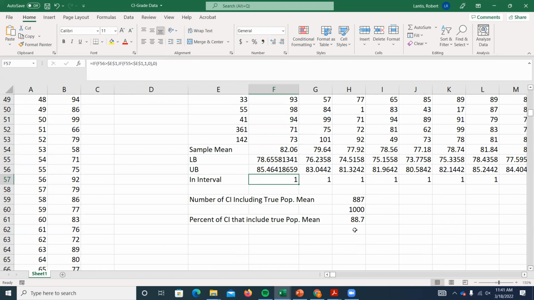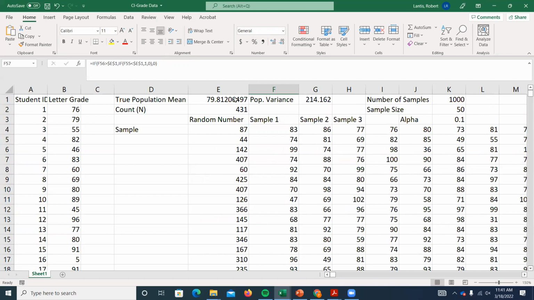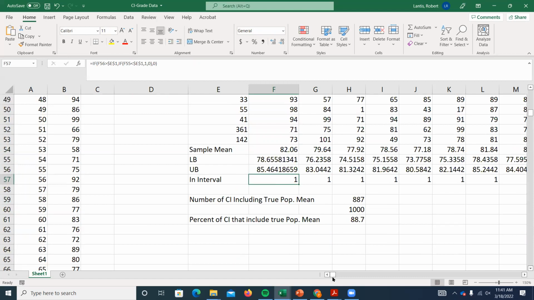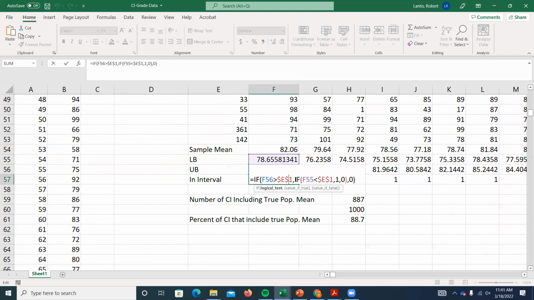Now what I can do is say, look, this first sample, 78 to 85, does that include the true population mean of 79.8? Sure, it falls in that range. So I'll put a 1 in this cell. I'll then do that for every single sample. Now, let's see if we can find one here. So this one was 71.4 to 78.2. So that population mean, which I think was like 79 point something, is not in that confidence interval, right? So that got a 0. So I was basically identifying 1 if the population mean was within the confidence interval for that sample, 0 if not.